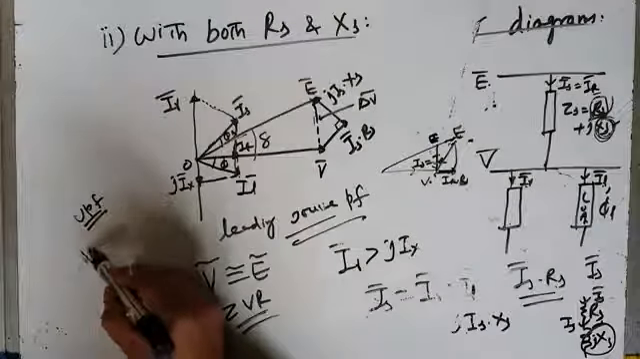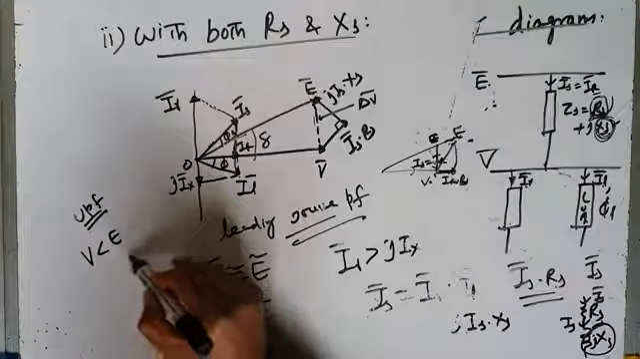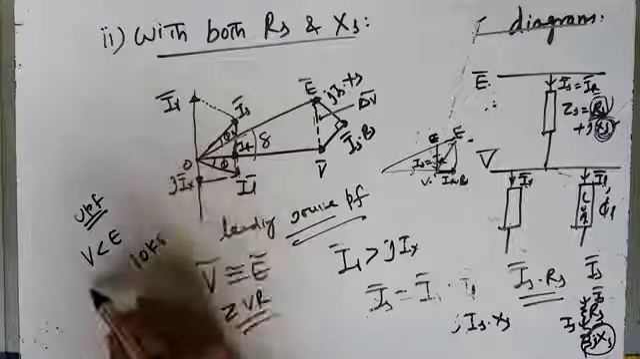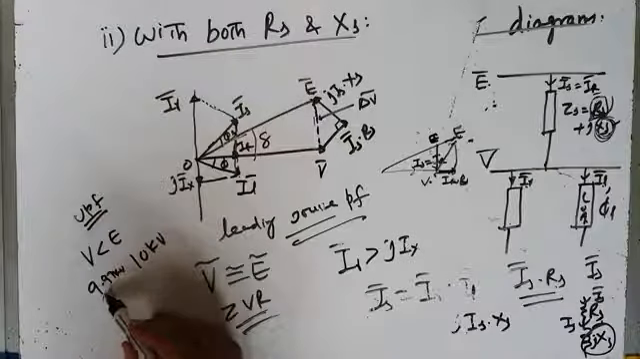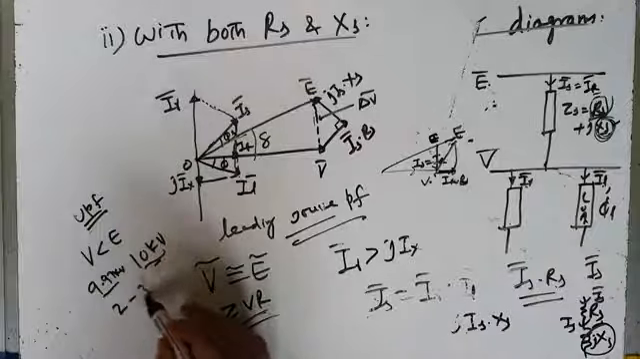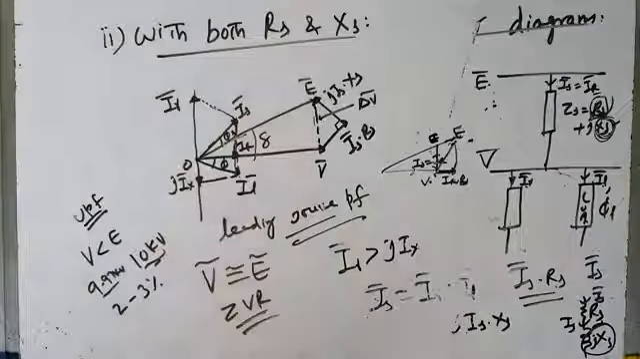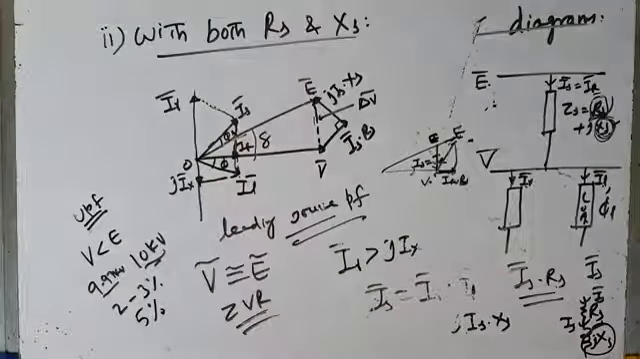no doubt you will get V less than E, but V will be very very close to E. That means if E is 10 kV, you may get V 9.97 kV. Just an example. So isn't it very close? So if your voltage regulation comes to 2% or 3%, that is acceptable. A voltage regulation of up to 5% is acceptable as per IEEE standards. No problem.